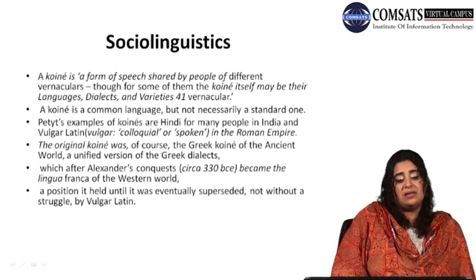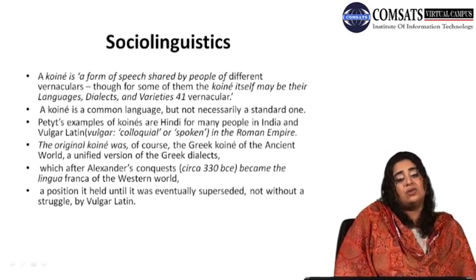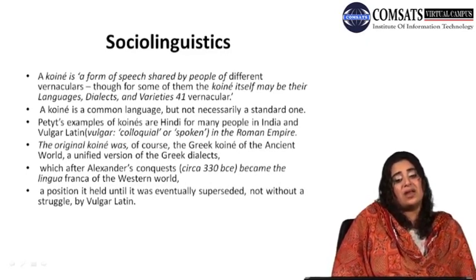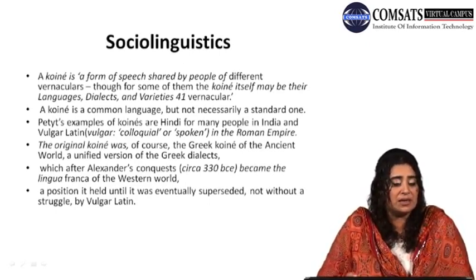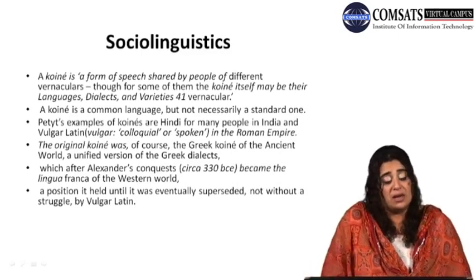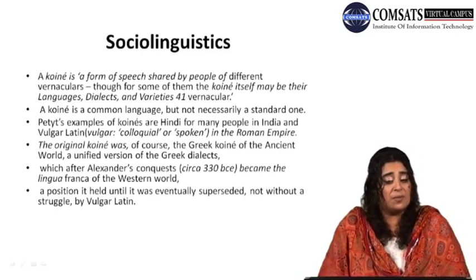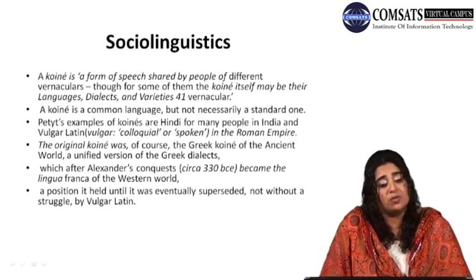Now, a koine is a form of speech shared by people of different vernaculars, though for some of them the koine itself may be their language, their dialect, and variety vernacularly. So a koine is a common language, but not necessarily a standard one. It can be a common language, but it's not a standard one. Now, Payne's examples of koines are Hindi for many people in India, and vulgar Latin, colloquial or spoken in the Roman Empire.